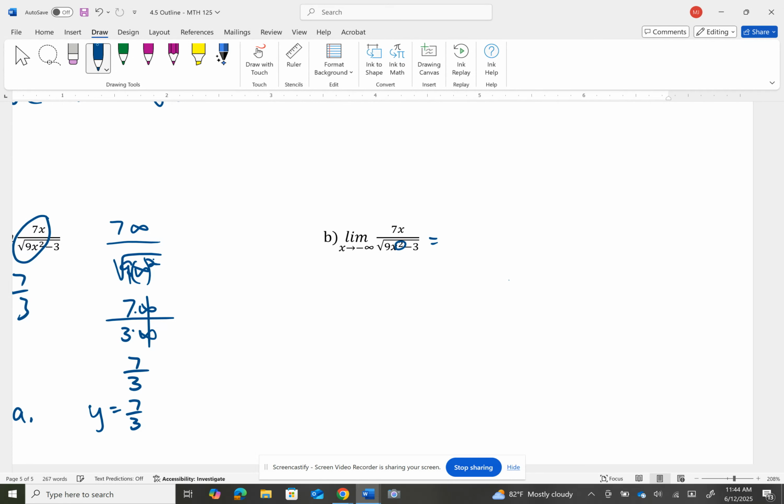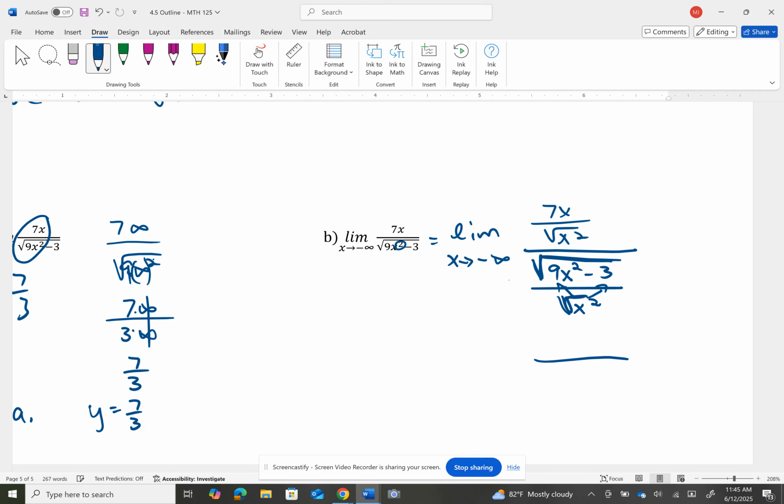So you would take the original limit would be equal to this one, 7x over the square root of x squared, divided by, and here it would be the square root of 9x squared minus 3, divided by the square root of x squared. So then what you would do in the denominator is you could distribute that, since they're both square roots, you could put it back together underneath one radical down in the denominator, and you'd have 9x squared over x squared minus 3 over x squared.